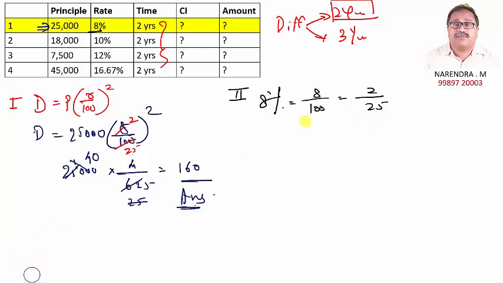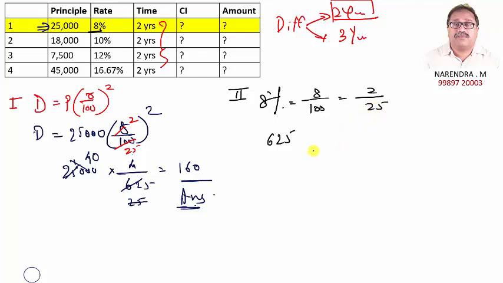So let's consider this 625. What is this 625? It is 25 square, which is 625. That's how we generate the principal, by taking the square of the denominator.